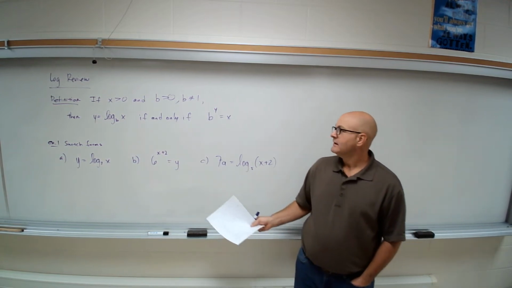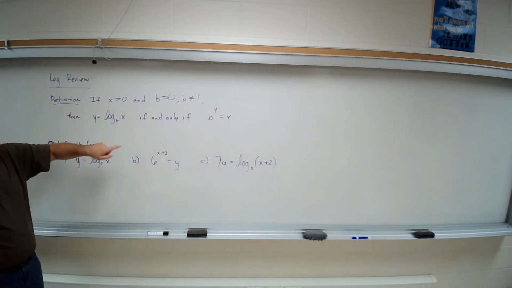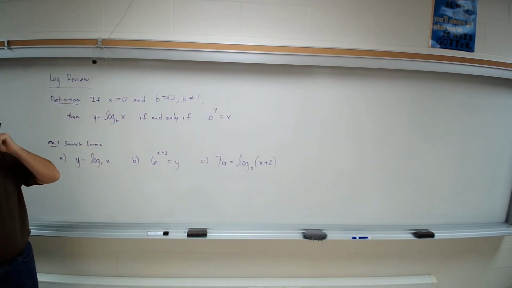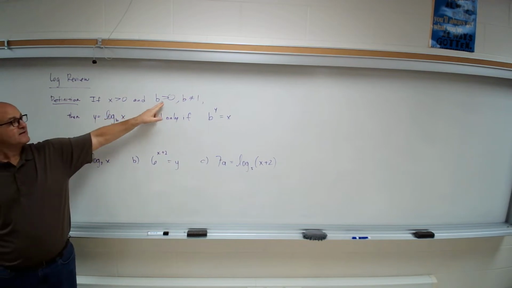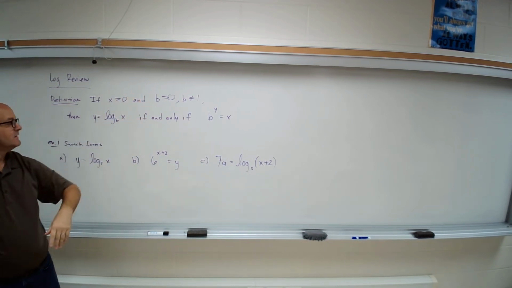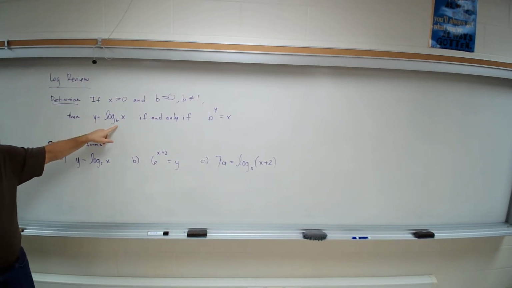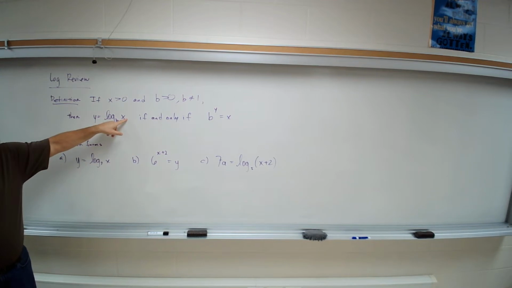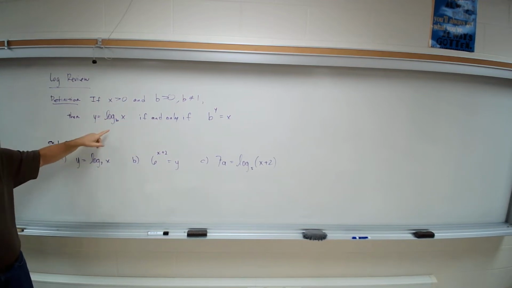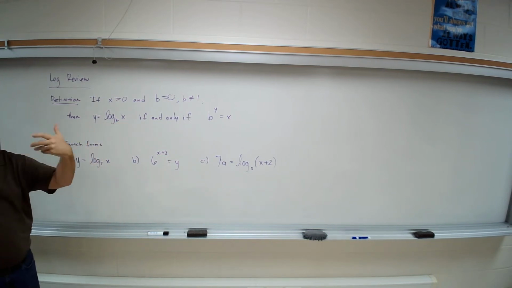Okay, so for the definition here, if x is greater than 0, that'll be the argument of the logarithm. And if b is greater than 0 but not equal to 1, b is called the base number, then y equals, we read this as log base b of x. Y is just a variable. B is the base of the logarithm. We'll talk more about what that means. X would be the argument of the logarithm, the thing inside the logarithm.